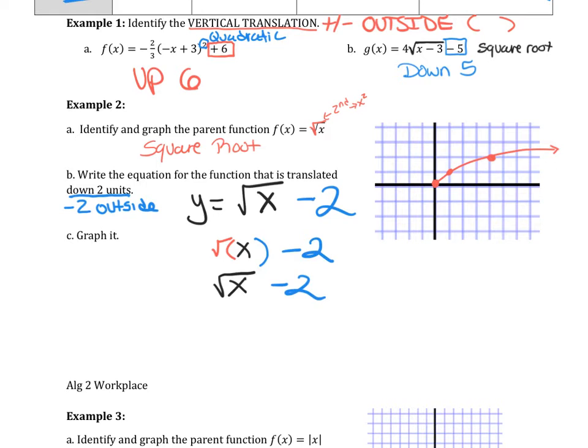So when you do that, when you look at your graph and you look at your table to get some points, you should see that your graph does move down 2. If you graph it and you see that your graph didn't move down 2, then something happened, because we said we were trying to make an equation that would move our graph down 2. So always use your graph to double check. Okay, and it moves down, which is what we wanted to do. Always check, make sure it makes sense.